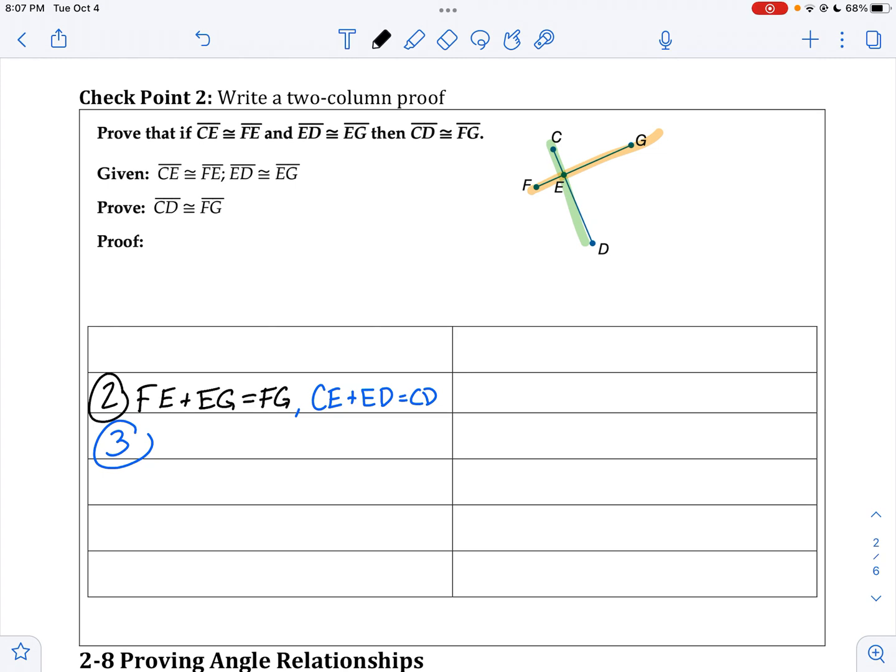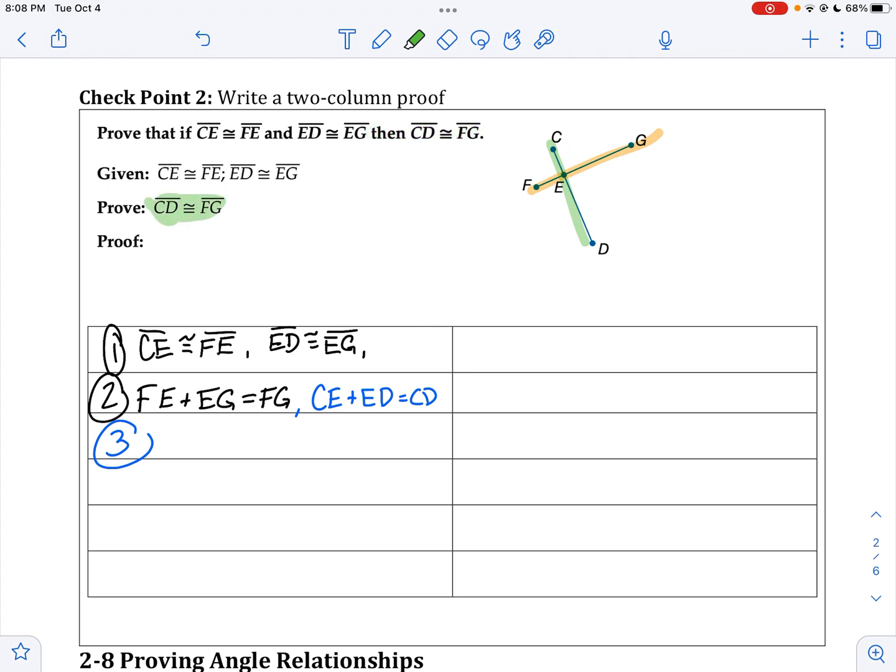So I was given some given statements. I was given that CE and FE are really the same thing. They're the same measure. I was given that ED is really the same thing as EG. And I want to prove that CD is congruent to FG.